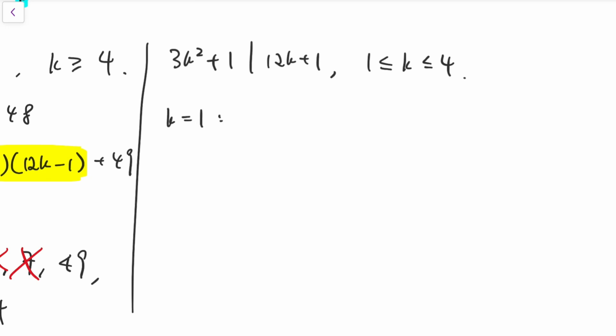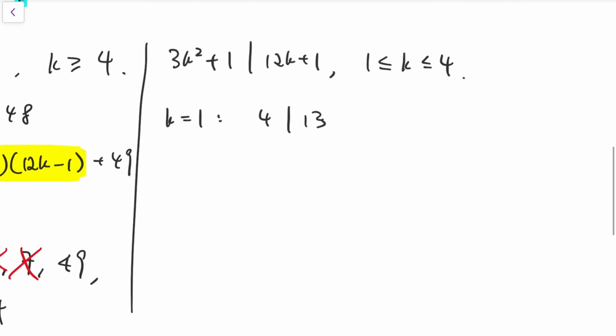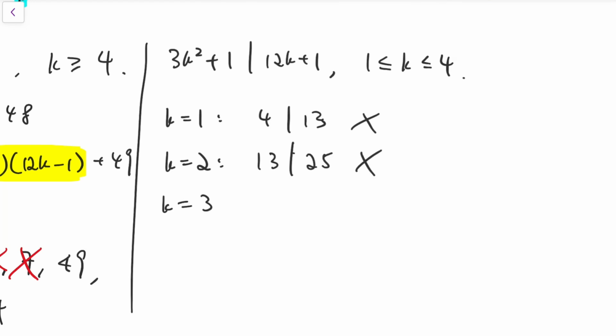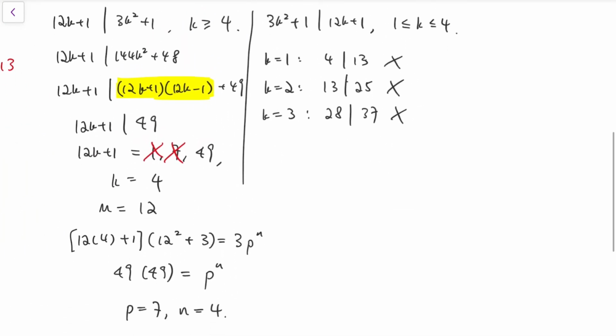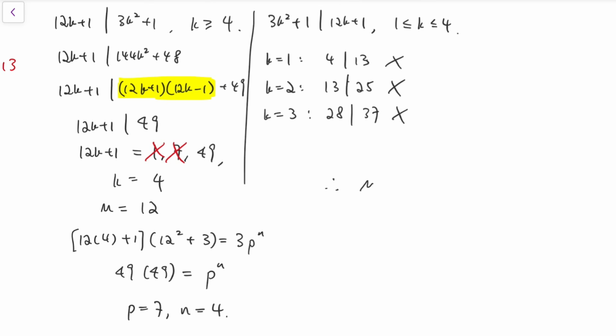And finally, if k is between 1 and 4, then we can try them one by one. k equals 1 is clearly wrong. And for k equals 2, the divisor is then 13, and the dividend is 25, wrong. And when k equals 3, we have 28 divides 37, wrong again. Of course, when k equals 4, we have a solution, so we do not have to check. The dividend and divisor should be equal when k equals 4.